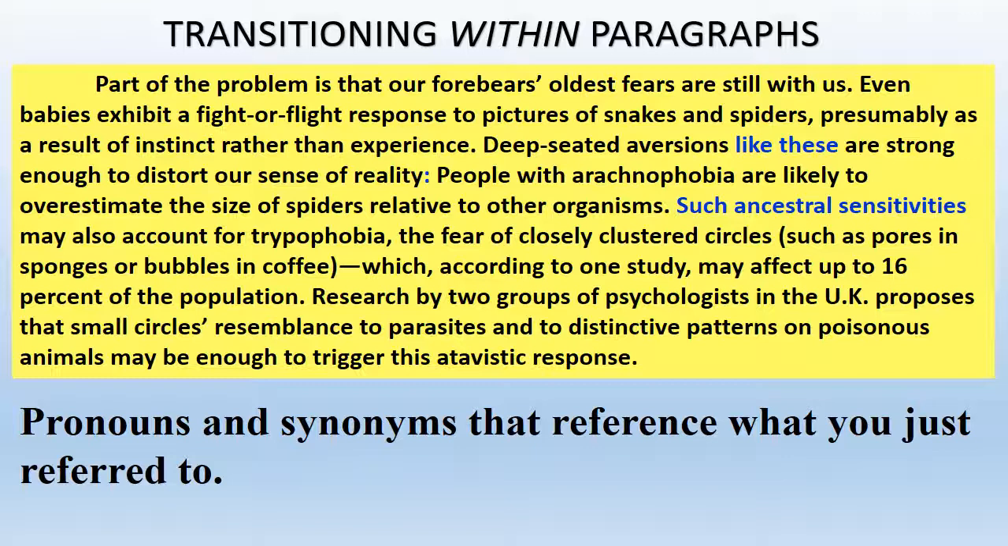Look at that sentence also. There's a colon after the word "reality." That indicates to readers that an idea is going to come next that explains the sentence that came before the colon, and that's what it does. Then notice the next part in blue, "such ancestral sensitivities." Ancestral sensitivities is referring to the arachnophobia, the spiders, and that sort of thing. And "such" is again referring back to that. So you see how he's using, in this case, pronouns and synonyms to connect ideas from one sentence to the next, and this helps the paragraph to be cohesive.